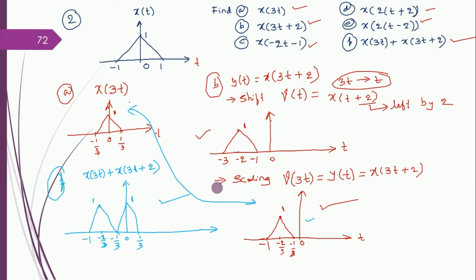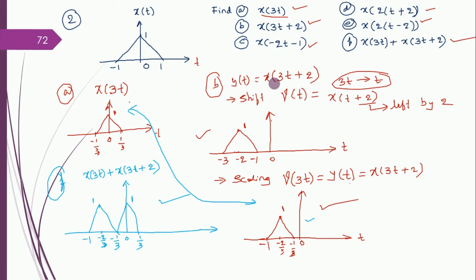After that, I had started with the problems of the precedence rule. We could solve 3 problems. One is x of 3t. What I need to do here: this is the original signal. When you want to scale it by 3, divide by 3 in the denominator of the time axis, that's it, that's your signal. And the second example that we considered is x of 3t plus 2.